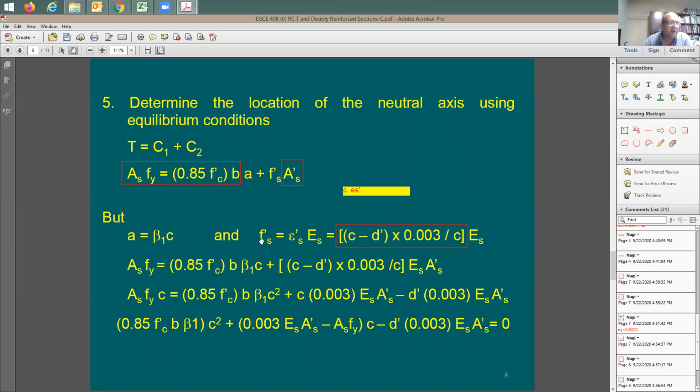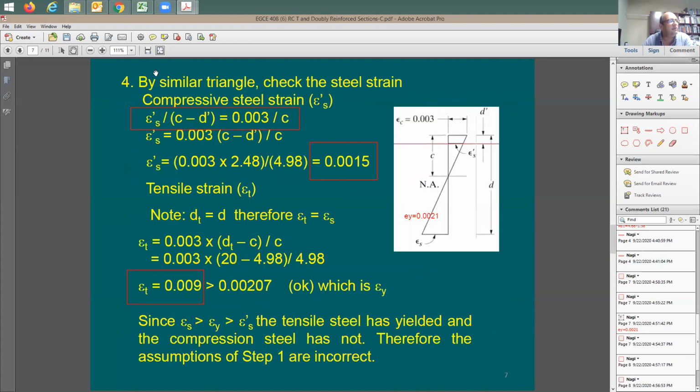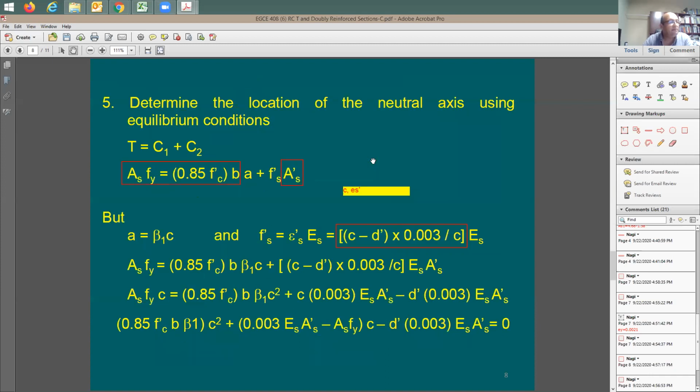Meaning f prime s equals epsilon prime s, the strain in the compression steel, times Es. Where is Es here? Take it and put it here, right? So what is this term here? I'm going to say this term is the strain in the compression steel. Where did you get it from? From this equation here. Strain in the compression steel equals 0.003 times (c minus d prime) divided by c. It's right here.